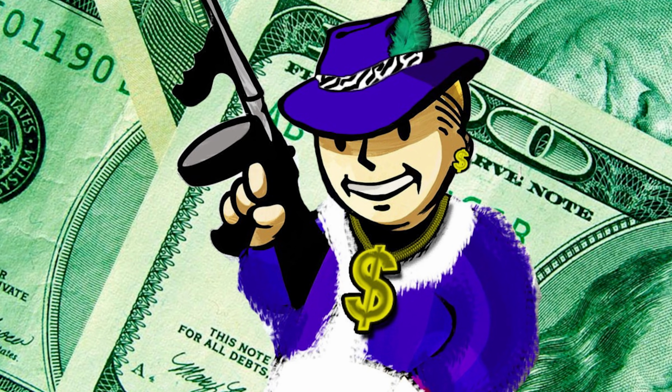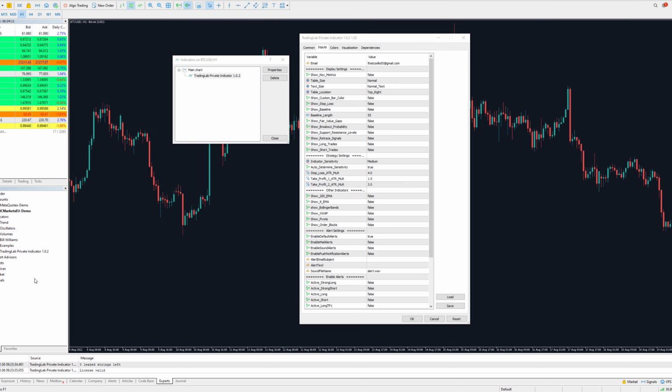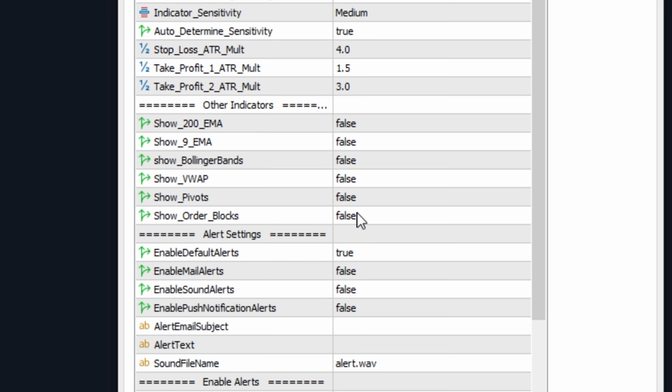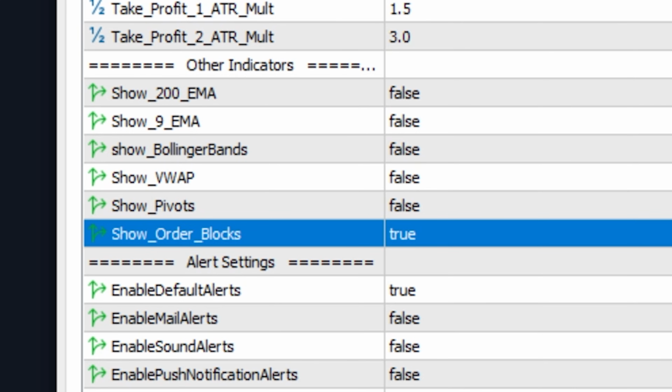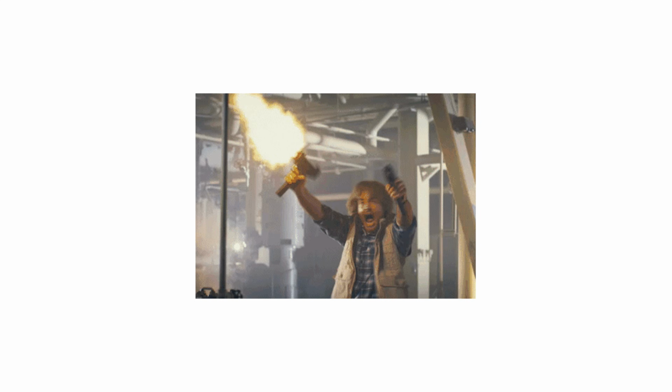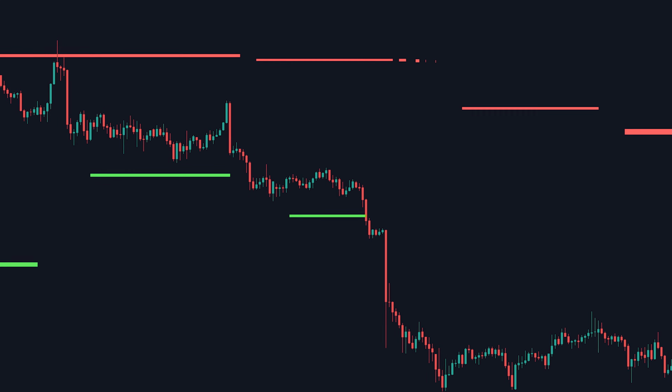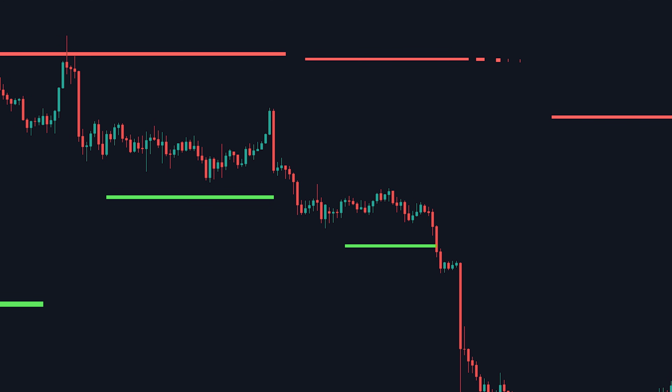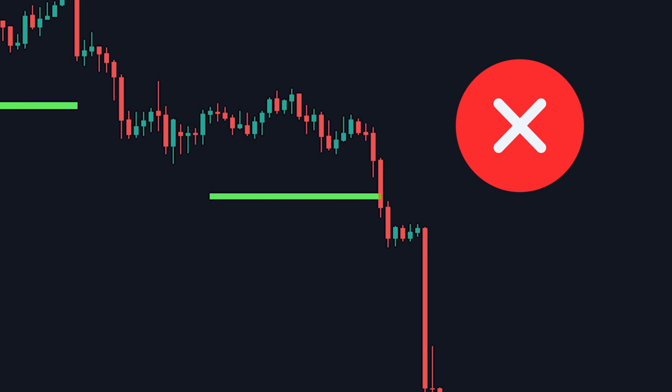So now that you have a basic understanding of what order blocks are, let's move into how to actually use the indicator. First things first, you're gonna need the indicator. You can either go to TradingLab.ai or click the link in the description. Now that you have the indicator, you need to go to the settings of it and set order blocks to true. This will enable the order blocks. Now I am gonna go over how to use these, but make sure you watch all the way through because I am gonna go over what not to do as well, which is just as important.